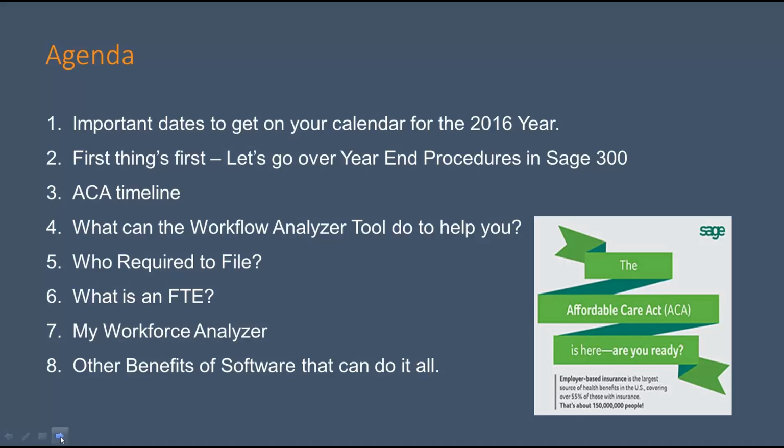We're going to discuss the Affordable Care Act timeline, when you have to submit things. We're then going to talk about what the Workflow Analyzer tool is for and how it can help your organization be ready for filing. And then there's some other topics about who and what is required to file. I know a lot of people are asking what is an FTE, which is a full-time equivalent. We're going to discuss that in some detail and give you an example of what an FTE is. Does anybody have any questions before we get started about the topics we're going to cover today?